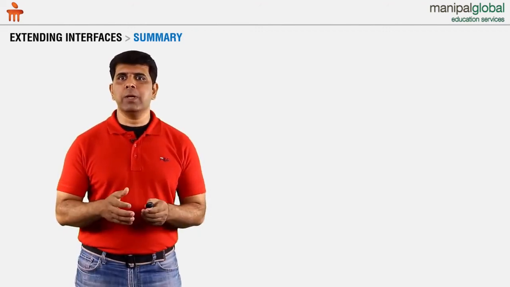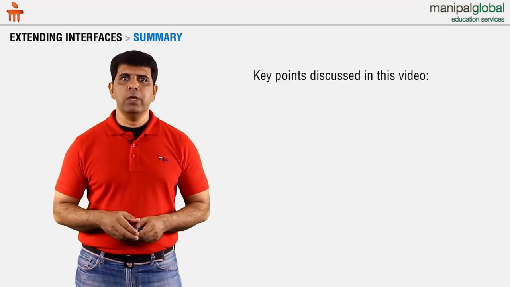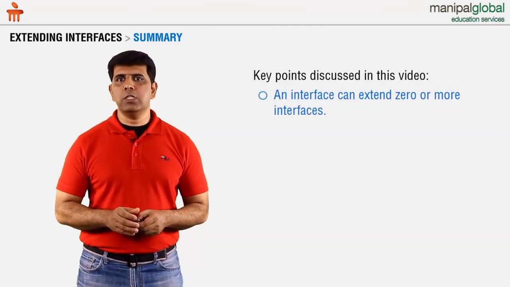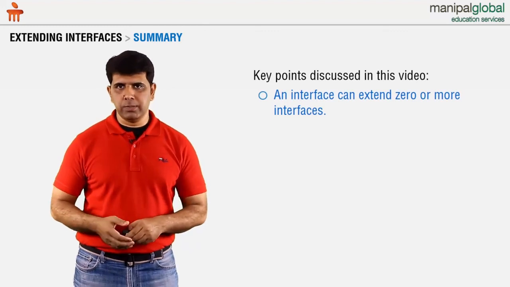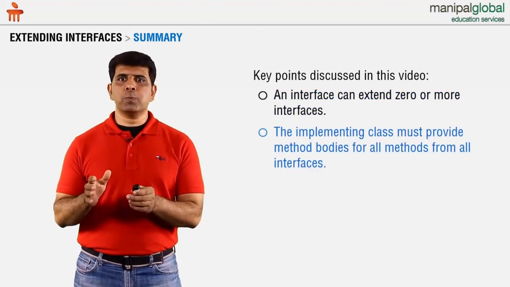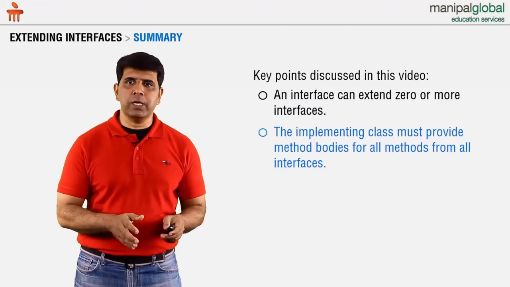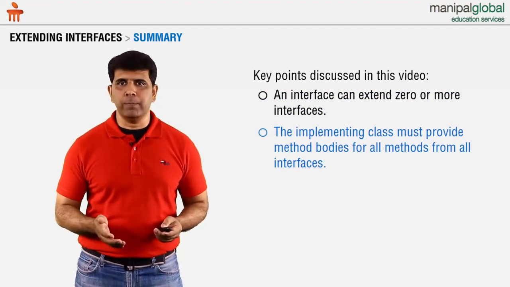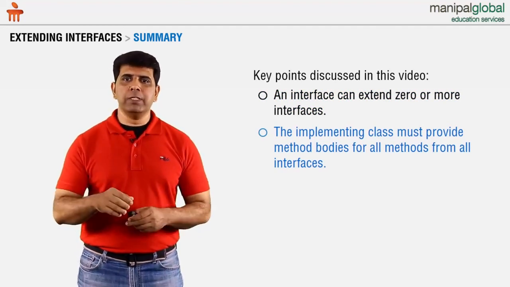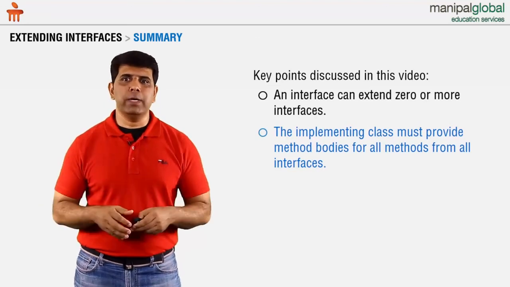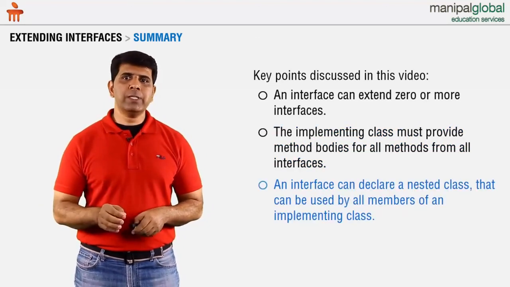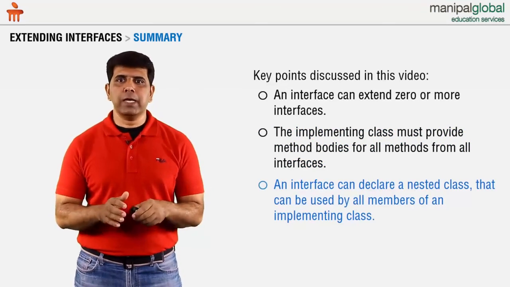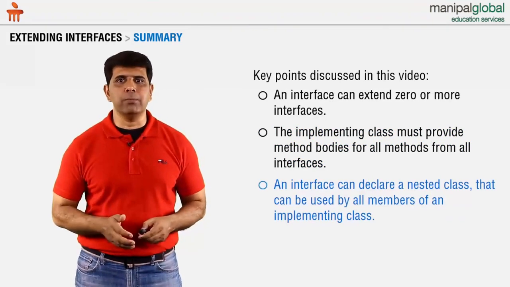Now let's quickly summarize what we have seen so far. An interface can extend zero or more other interfaces. The implementing class must provide method bodies for all the methods from all interfaces put together. If an interface has duplicate methods, you have to implement only one. An interface can declare a nested class that can be used by all the members of an implementing class.